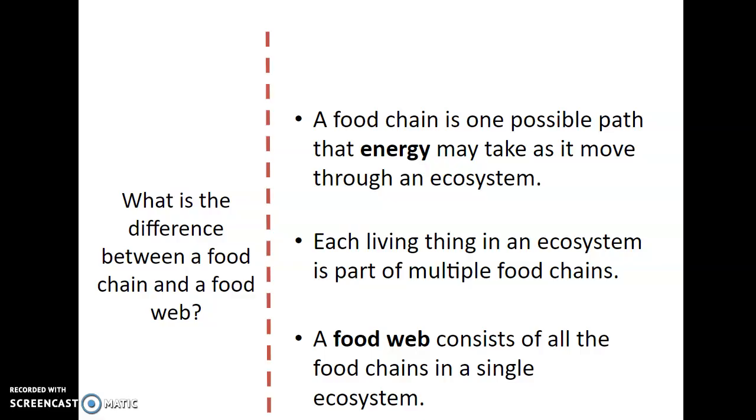So what is the difference between a food chain and a food web? You guys have probably heard these terms, but just for clarification, a food chain is one possible path that energy may take as it moves through an ecosystem. Each living thing in an ecosystem is part of multiple food chains, and a food web consists of all the food chains in a single ecosystem. So food chains make up a food web.